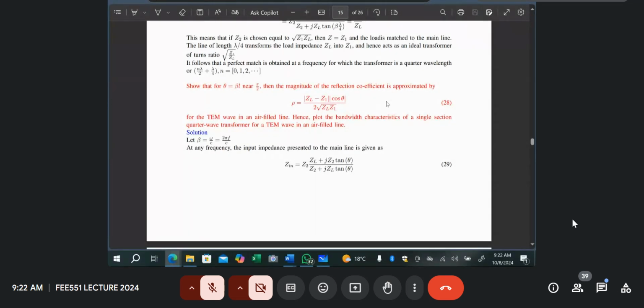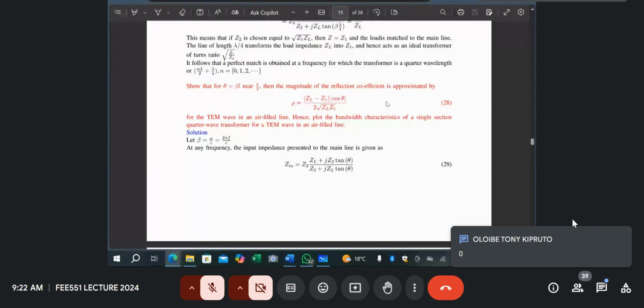90 degrees? Can somebody tell us what is the value of the reflection coefficient? Let's say theta is 90 degrees. What would be the value of rho? Zero. Yeah, it will be 0.